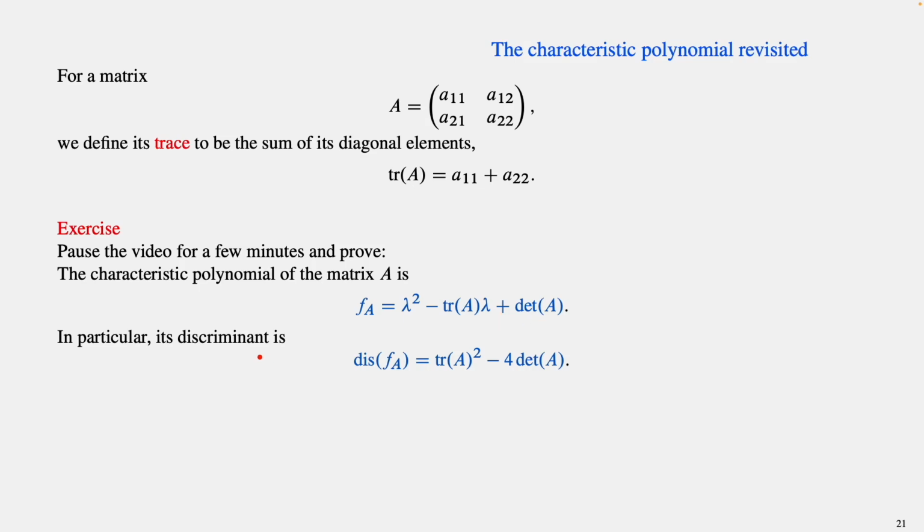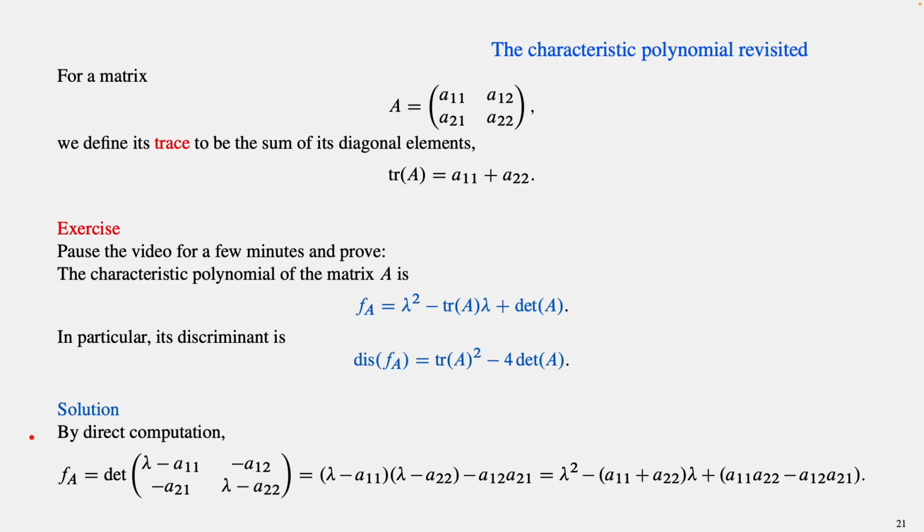And this then directly implies that the discriminant of the characteristic polynomial is trace A squared minus 4 times the determinant of A. And we can show this by direct computation. So by definition, f_A is the determinant of lambda identity minus A, so this matrix here. If we compute this, we get lambda minus A11 times lambda minus A22 minus A12 times A21.